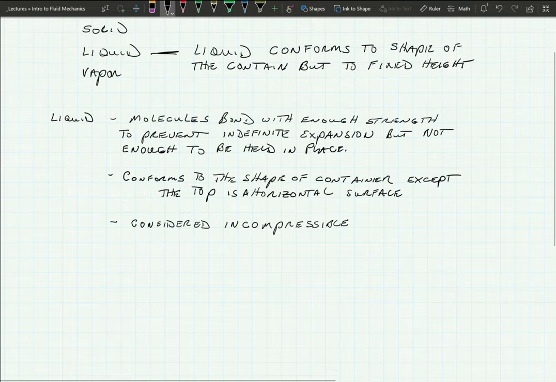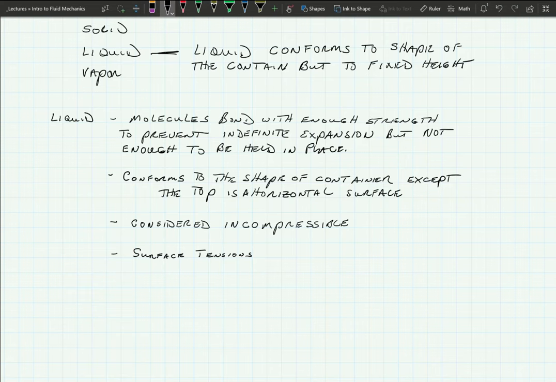Now, the other thing that we have is it has surface tension. Surface tension is the molecular bonding.